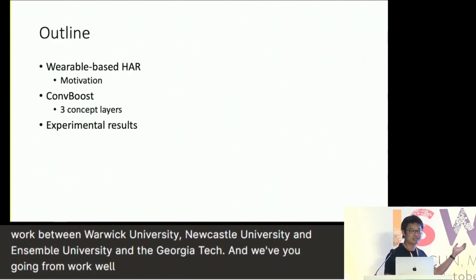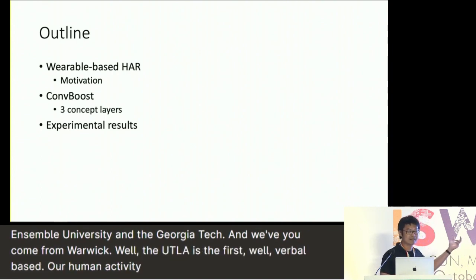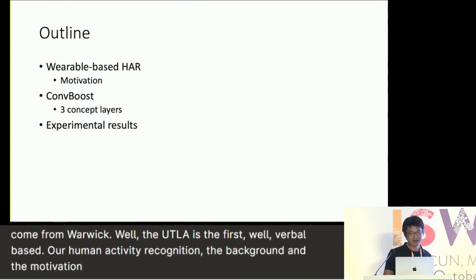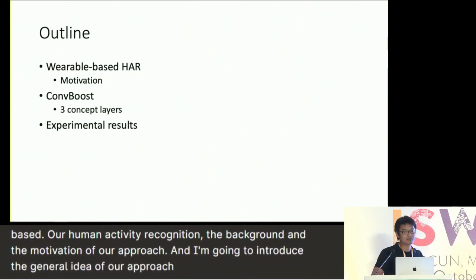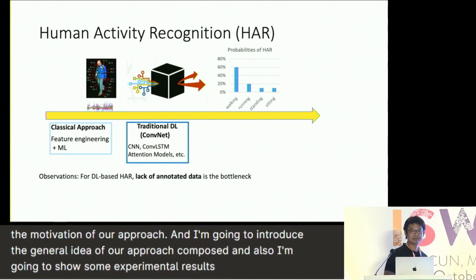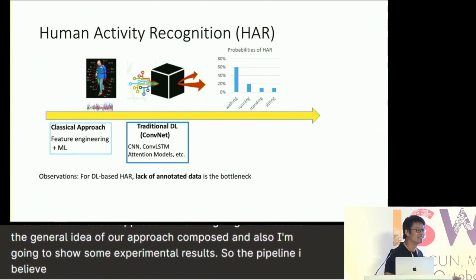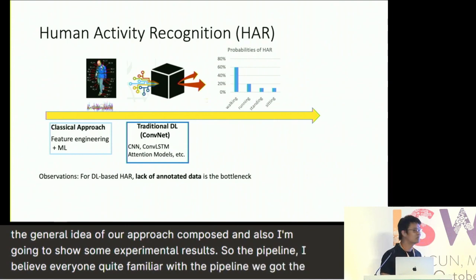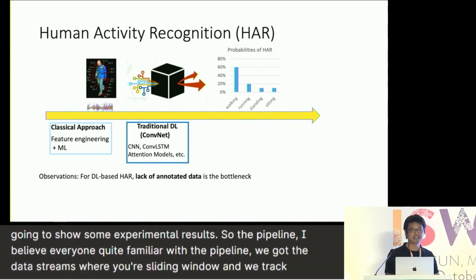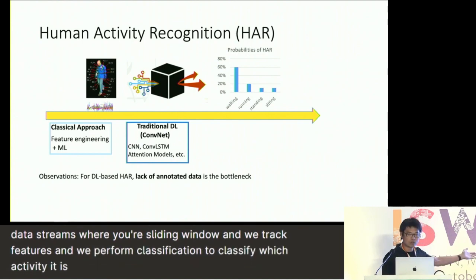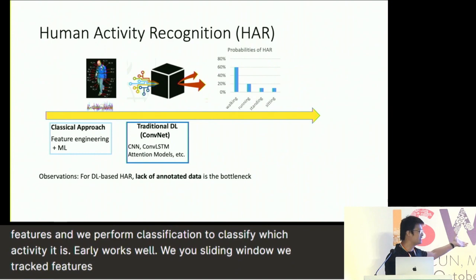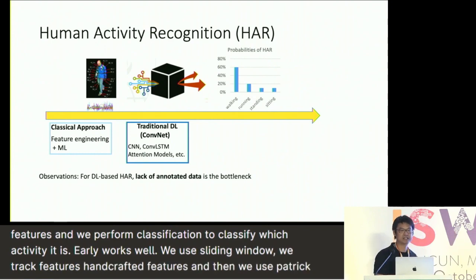The outline is, first, wearable-based HAR, human activity recognition, the background and the motivation of our approach. Then I'm going to introduce the general idea of our approach, ConvBoost, and also show some experimental results. The pipeline, I believe everyone is quite familiar with. We get the data streams, use a sliding window, extract features, and perform classification to decide which activity it is. In early works, we used a sliding window, extracted handcrafted features, and then used pattern recognition algorithms like random forest and support vector machine.